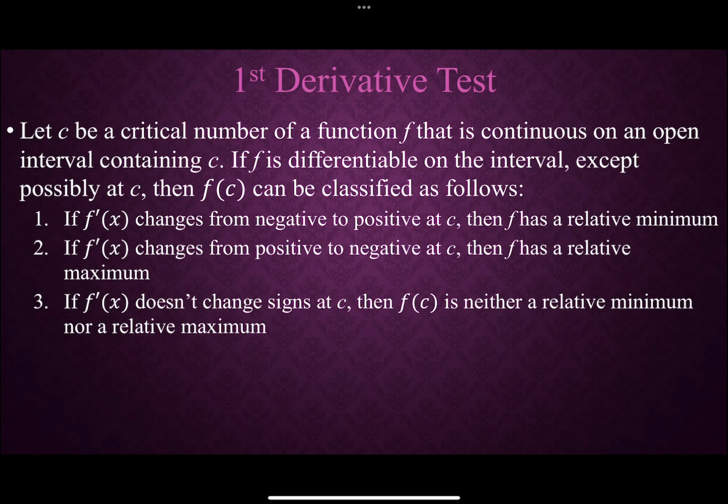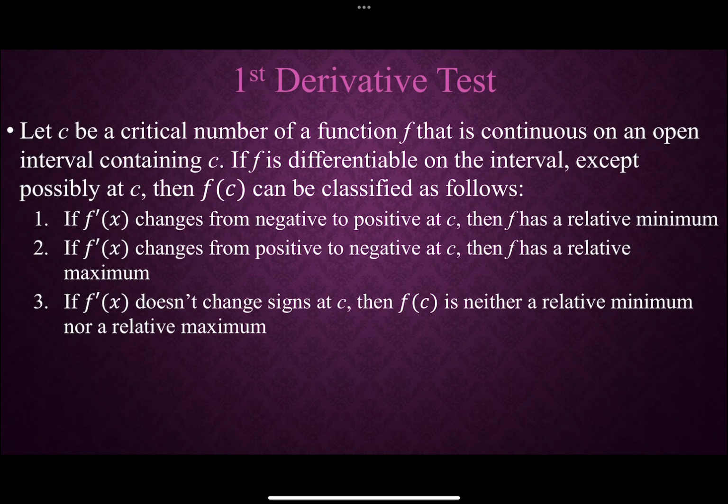So again, we have our critical point c. The function is continuous in this interval. It's differentiable in this interval, except possibly at c. Again, c does not have to be differentiable. That's like our sharp turning point for the V of the absolute value function. But either way, the function is continuous and differentiable everywhere except possibly at c.